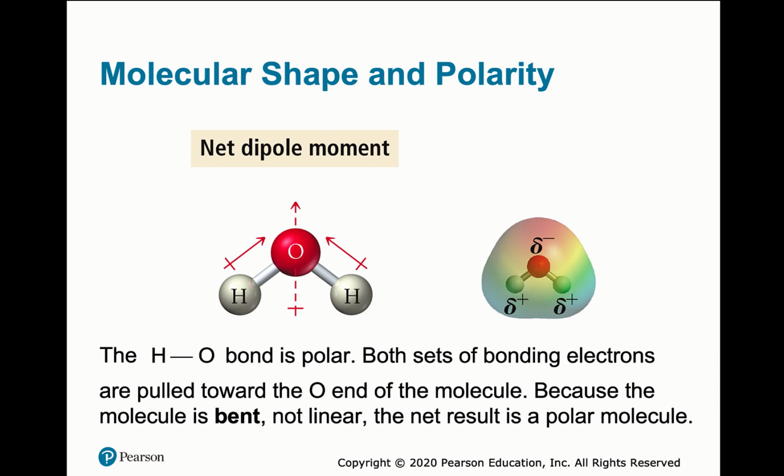So I mentioned vector addition before. Water, on the other hand, is a bent molecule, and when you have the dipoles here, you have the two polar bonds. But unlike carbon dioxide, they don't cancel. Well, they cancel along one axis, but they add along the other axis. Therefore, water actually is a polar molecule.